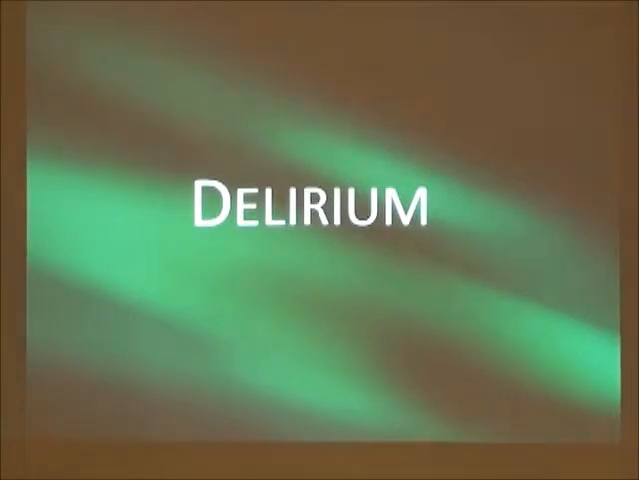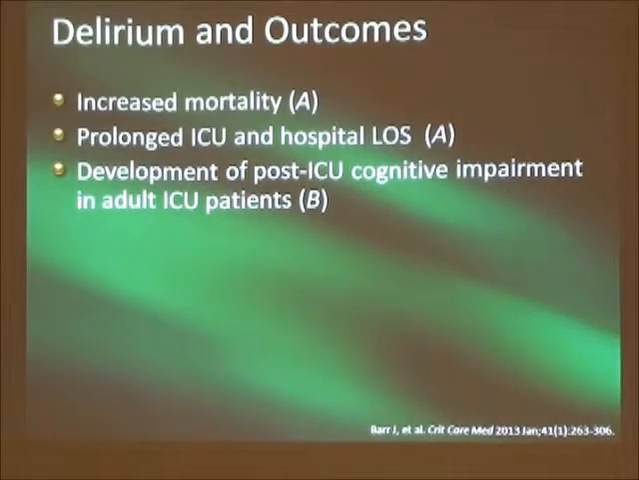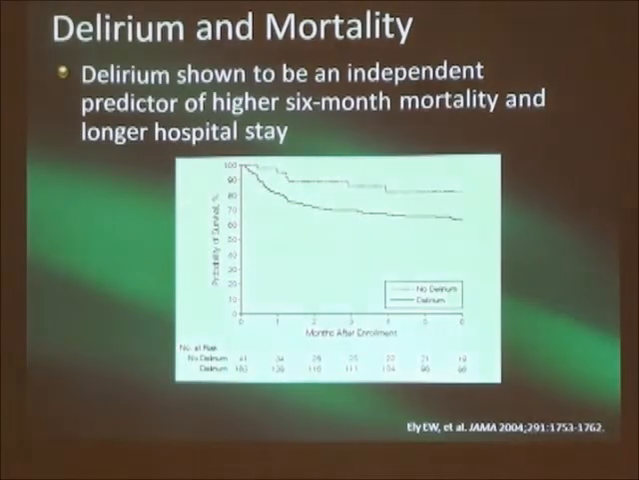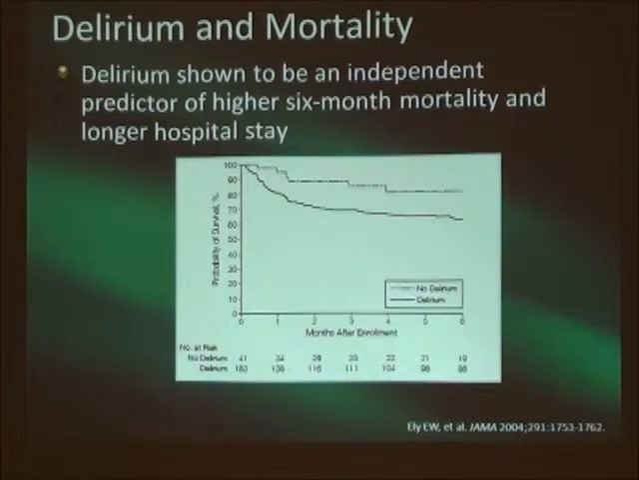All right, so delirium, this is the last section. So, delirium and outcomes. What do we have with delirium? Well, we know increased mortality. Notice, A. There haven't been a whole lot of A's that I pointed out, right? Prolonged ICU and hospital length of stay. A. Not good. Strong levels of evidence. Development of post-ICU cognitive impairment in adult ICU patients. This is a B, so not as bad, right? But still pretty strong. This name that you see down here, that's Wes Ely.